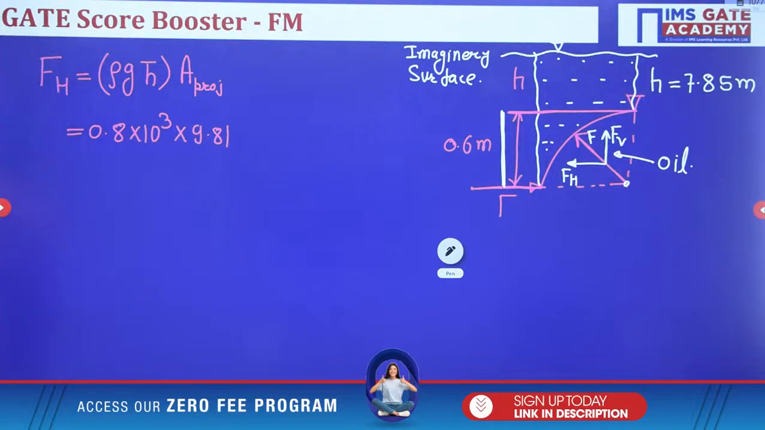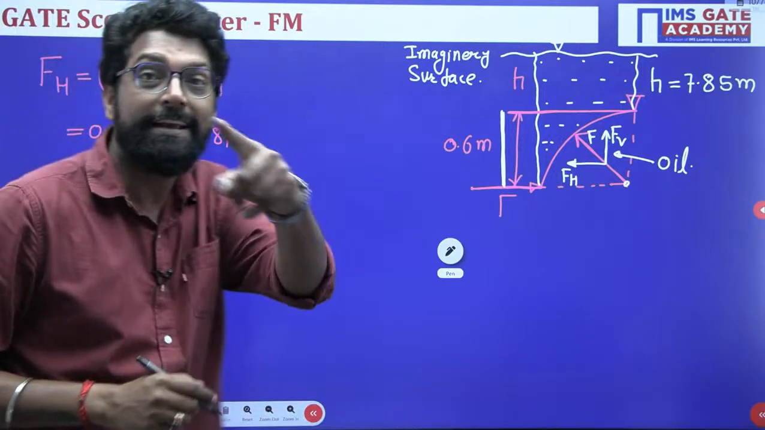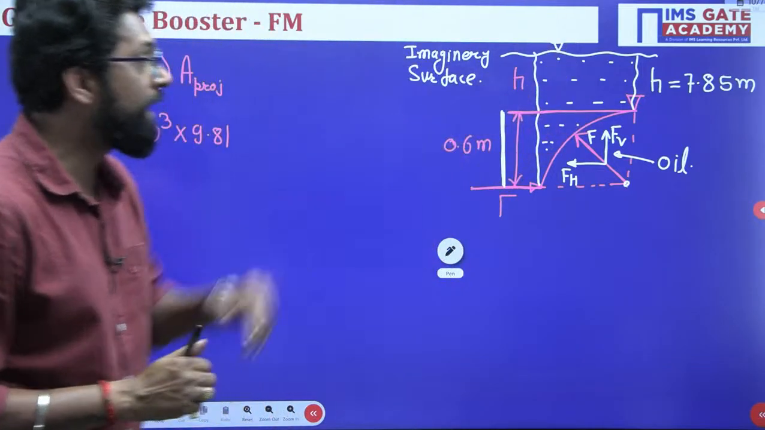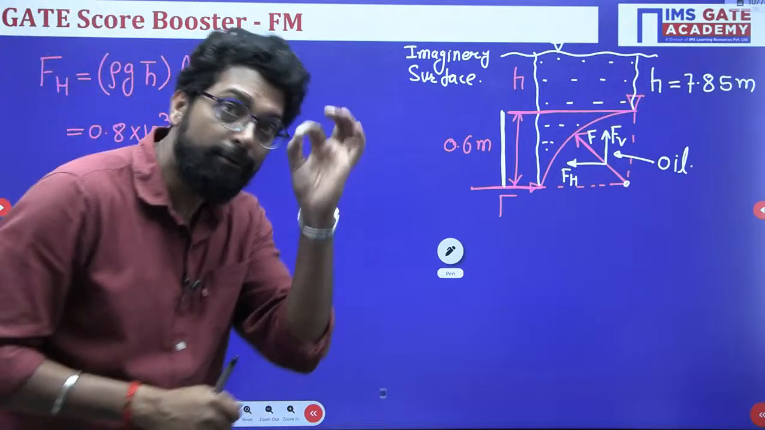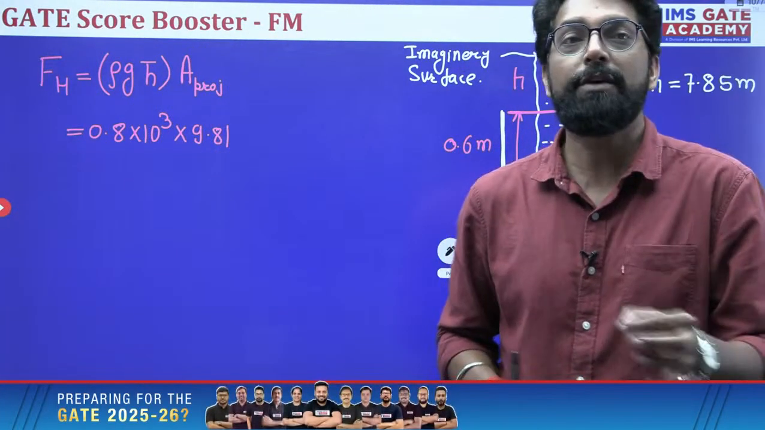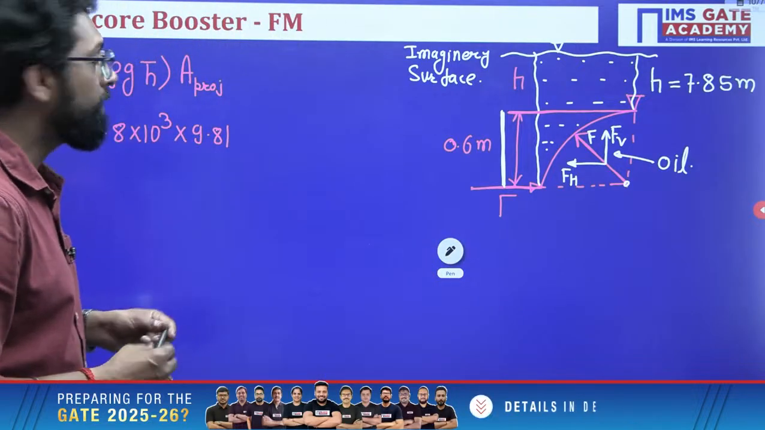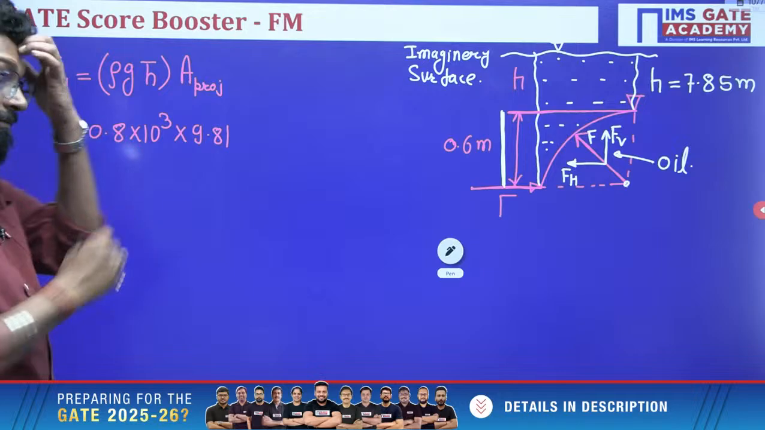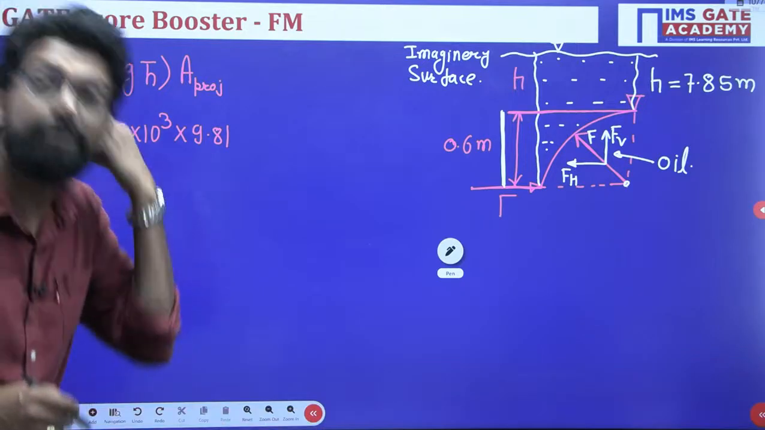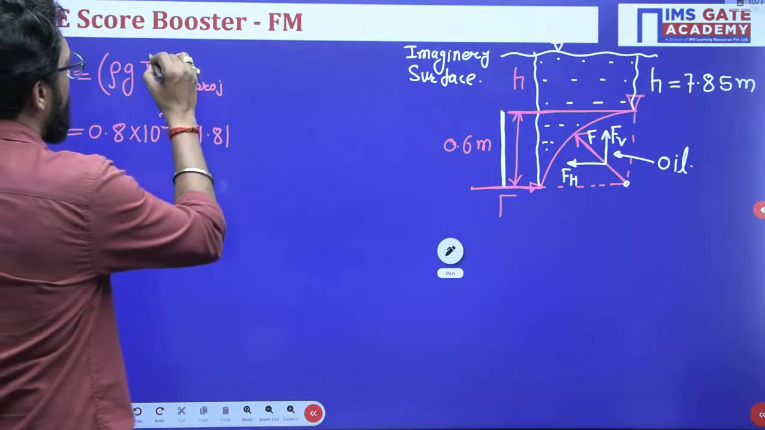Now, what is H bar then? What is H bar here? Please comment. Here, students sometimes get confused. That's why I'm asking. Please tell me what is H bar here? Write the numerical value. H bar is the CG from the free surface.